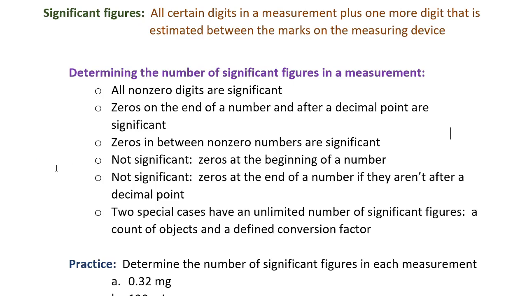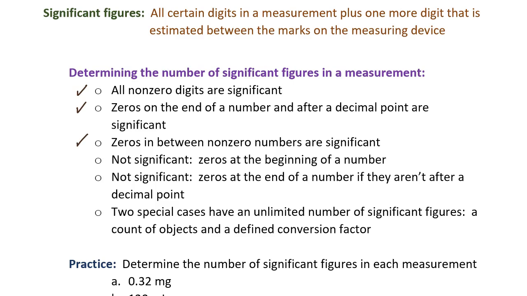We discussed the concept of significant figures by looking at actual measurement devices. Now let's talk about significant figures more theoretically and look at some rules involving significant figures. When you look at a measurement that's written and you want to know how many digits are significant, here are the rules you follow. First rule, all non-zero digits are significant. Second rule, zeros on the end of the number and after a decimal point are significant. Third rule, zeros that are in between non-zero numbers are significant.